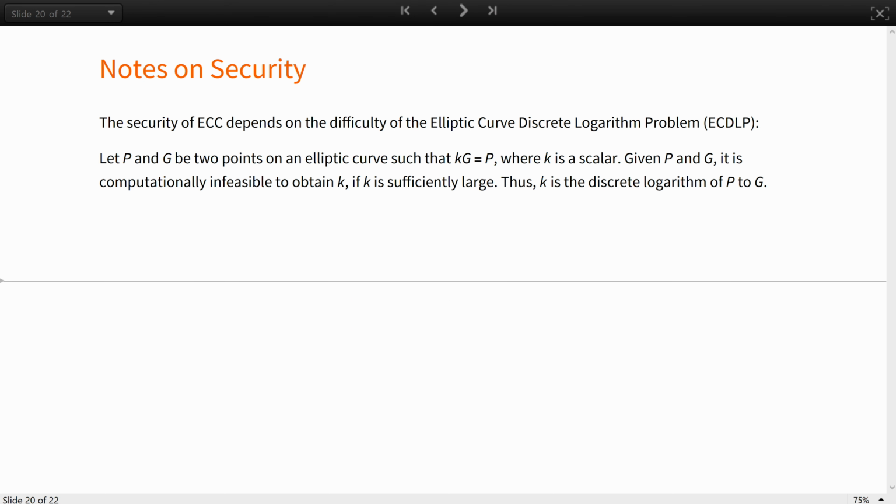The security of elliptic curve cryptography, similarly to the Diffie-Hellman key agreement protocol, depends on the difficulty of the discrete logarithm problem, known as ECDLP. For elliptic curves, this problem is defined as follows. Let P and G be 2 points on an elliptic curve such that k multiplied by G equals P, where k is a scalar. Given P and G, it is computationally infeasible to obtain k if k is sufficiently large. Thus, k is the discrete logarithm of P to G.